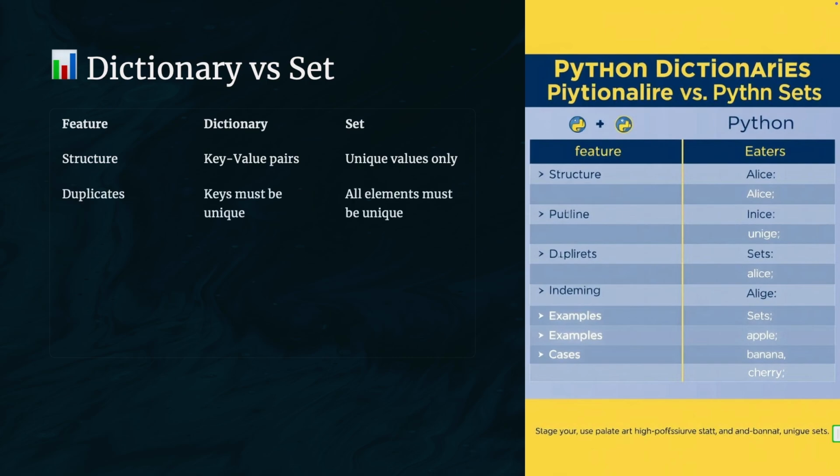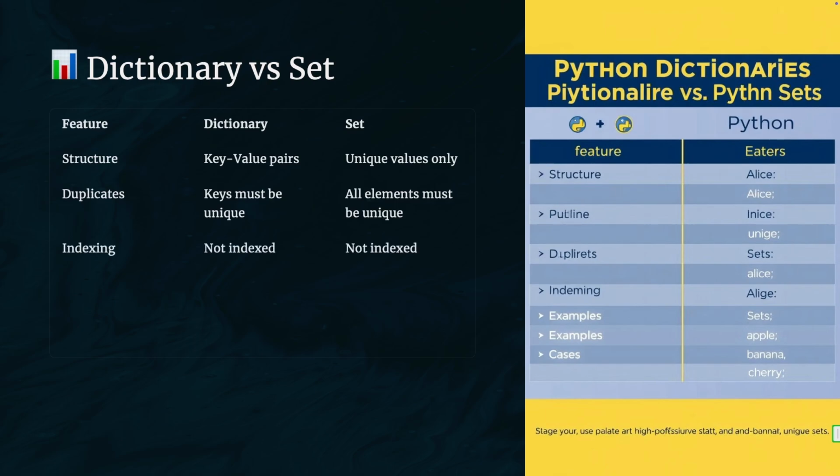Okay. What about duplicates? I know we've touched on this. Yeah, super important distinction. In dictionaries, the keys absolutely have to be unique. Right, to avoid confusion. And in sets, every single element has to be unique. No repeats allowed. So they both handle duplicates, but in slightly different ways.